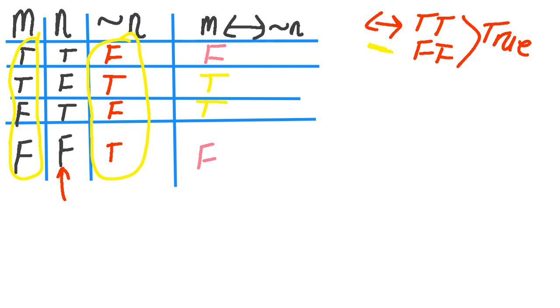Now, if it's biconditional, you have to have two trues or two falses for it to be true. But if it just implies, the if-then, the first one has to be true, the second one has to be false, and then your overall answer will be false. But that is only true when you have the first one. If your P is true and your Q is false, then your overall answer is false.